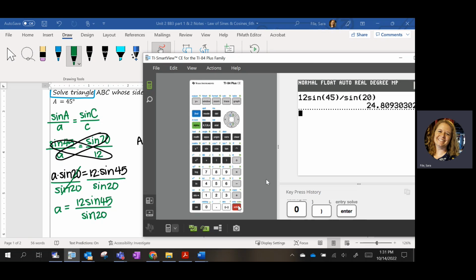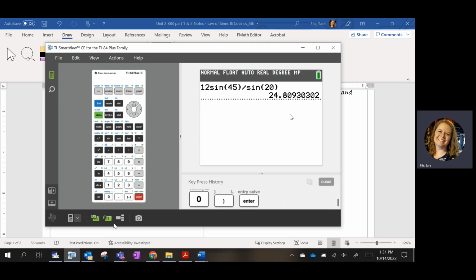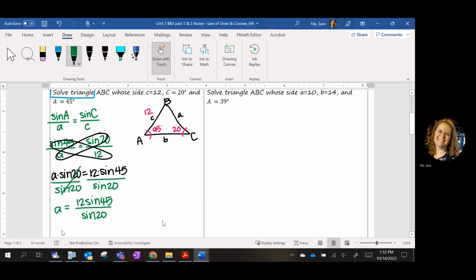Okay, so I'm going to calculate that. And we're going to go to thousandths. So this is going to be 24.809. All right, 1 down, 2 to go.